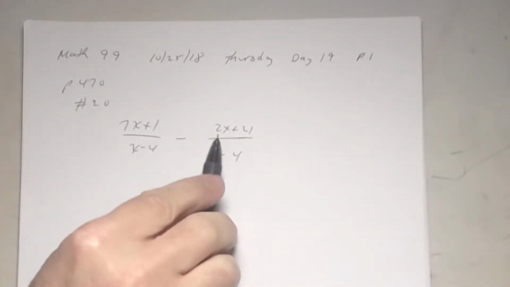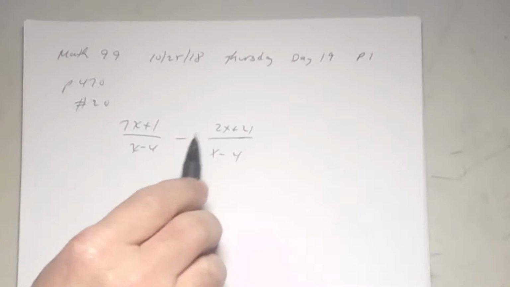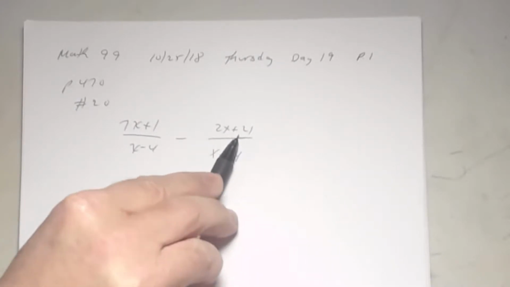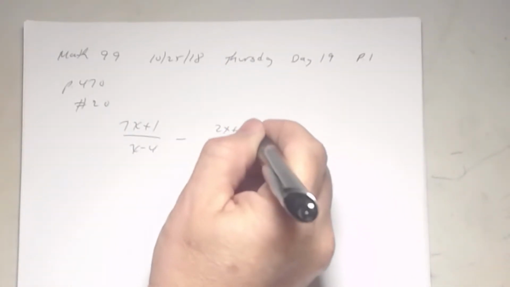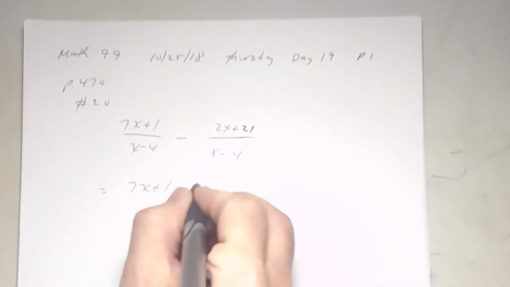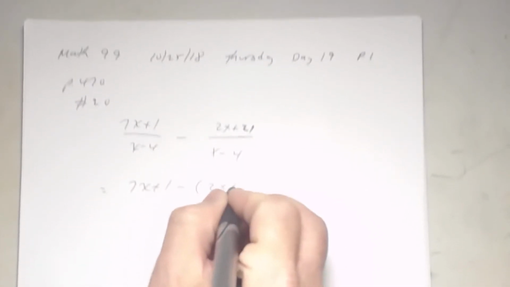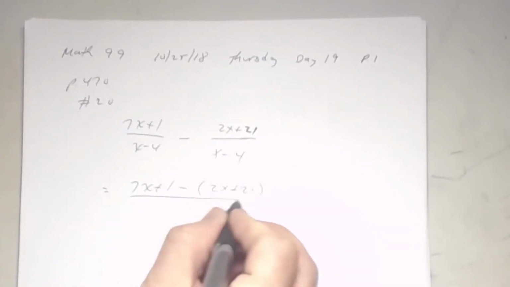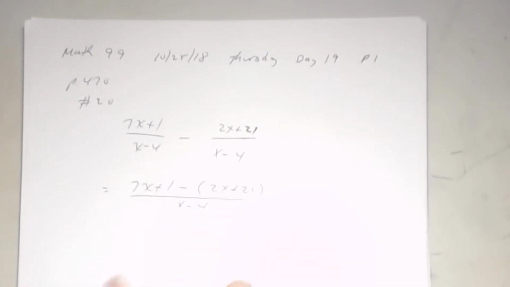Because you're not only subtracting 2x, but what else are you subtracting? The 4. Oh, I'm sorry, that's 21. Sorry, it looked like a 4. It does look like a 4. All right. So this becomes 7x plus 1, subtract in parentheses 2x plus 21, divided by x minus 4.